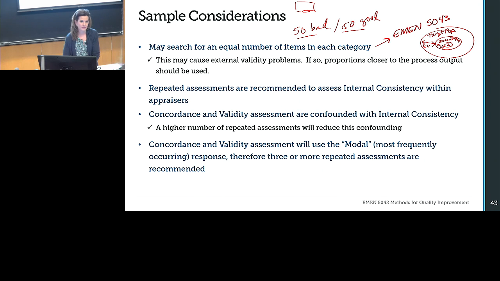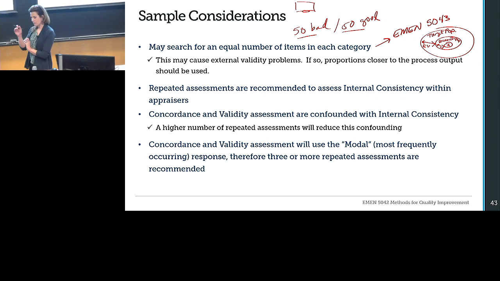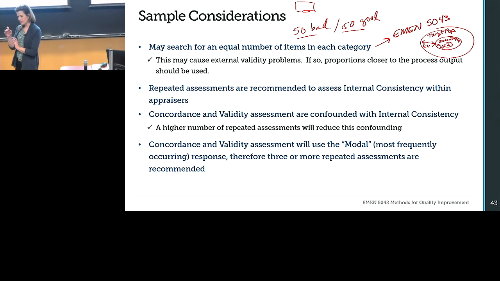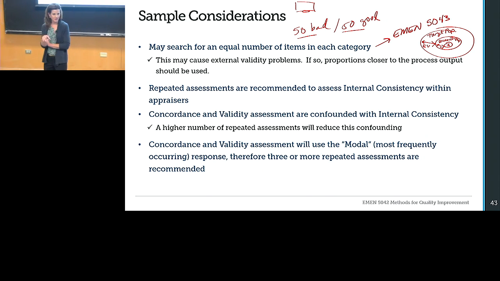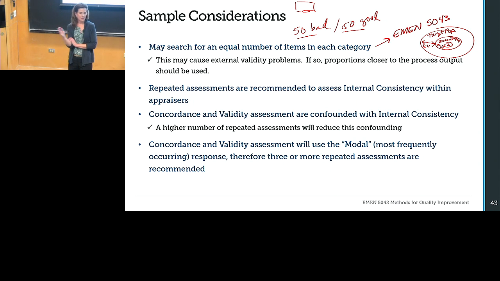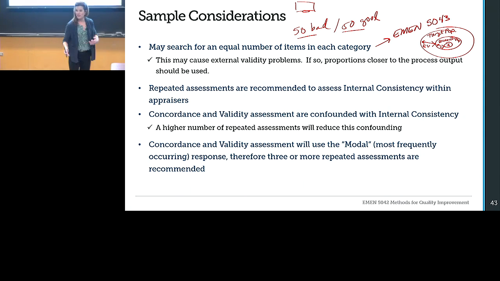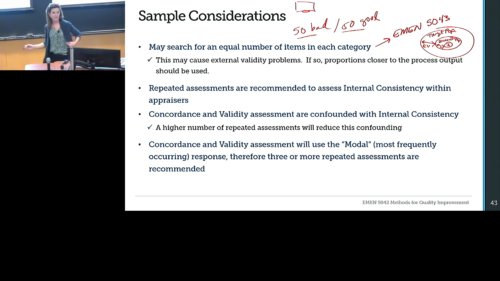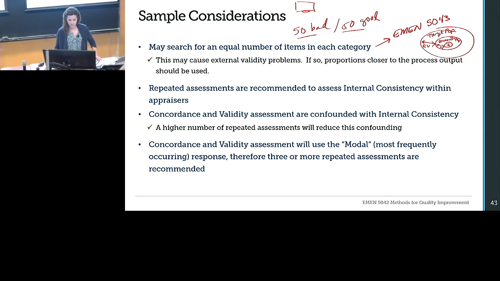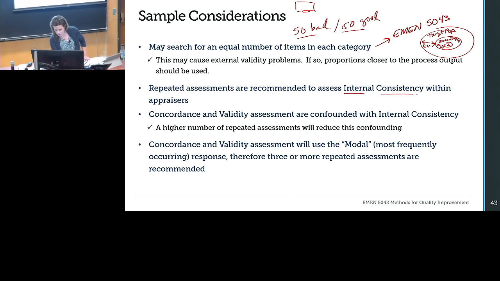Make sense? Okay. All right, so repeated assessments are recommended to assess internal consistency. So I want to make sure that Mario and Afton, like Mario measures once and then he measures again. I want to make sure he does it the same each time he does it. I would have to have him do the same thing more than once. And I could do the same thing with Afton, make sure that she's consistent with herself. So that's what we have to do for internal consistency.